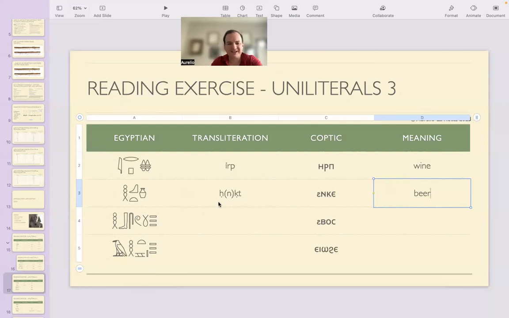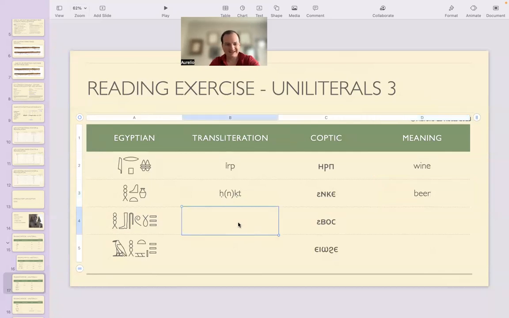So yeah, perfect. And this determinative, I assume, is a jar. Looks like a jar. That's right. It's just a jar of a drink. All right, perfect. Well done. Let's do the next one. Can I try once again? Absolutely.